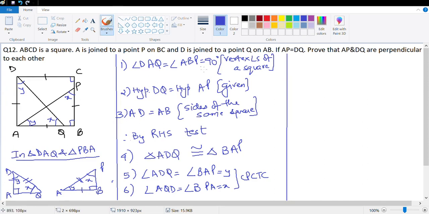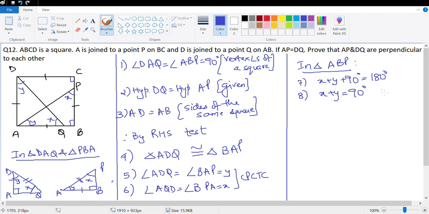Let's look at this triangle. In triangle ABP, X plus Y plus 90 degree is equal to 180 degree. We can look at whichever triangle. I looked at ABP, X plus Y plus 90 degree is equal to 180 degree. What it means is X plus Y is equal to 90 degree. Done. This is angle sum property.